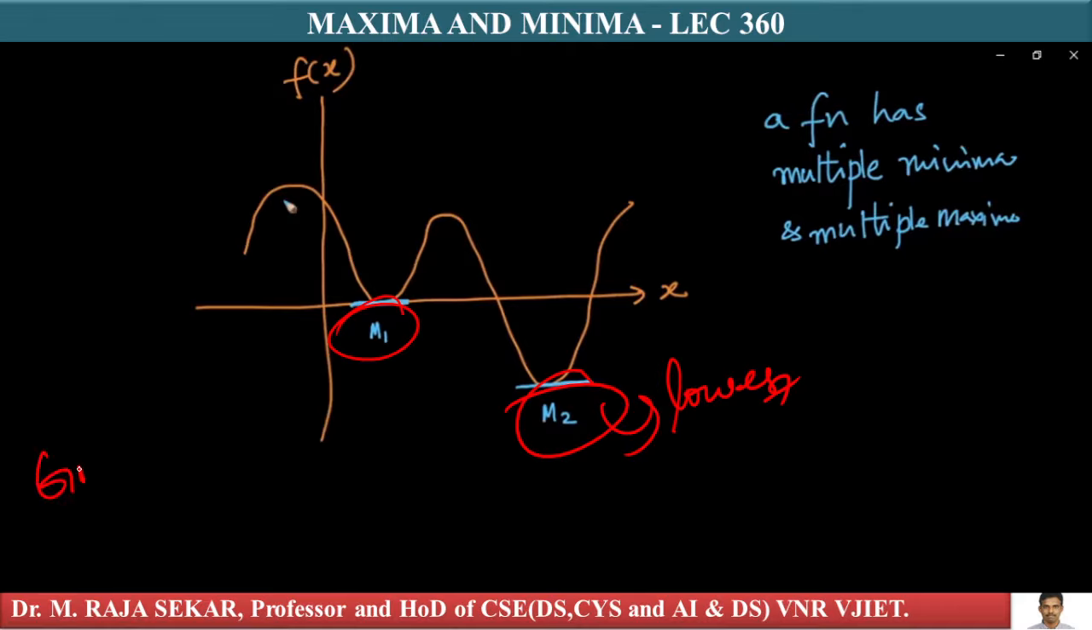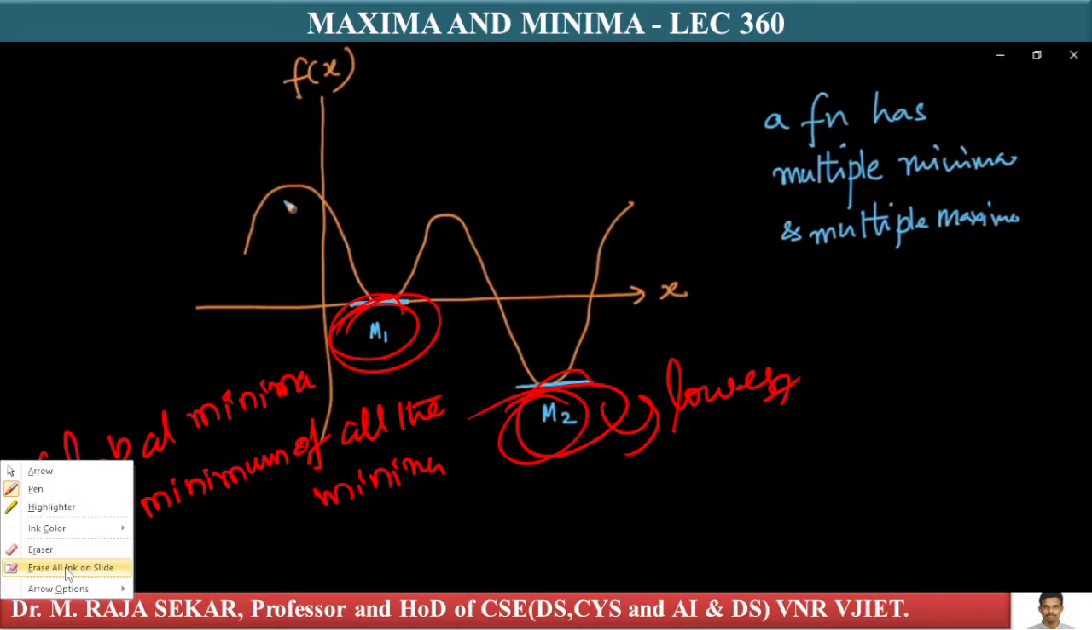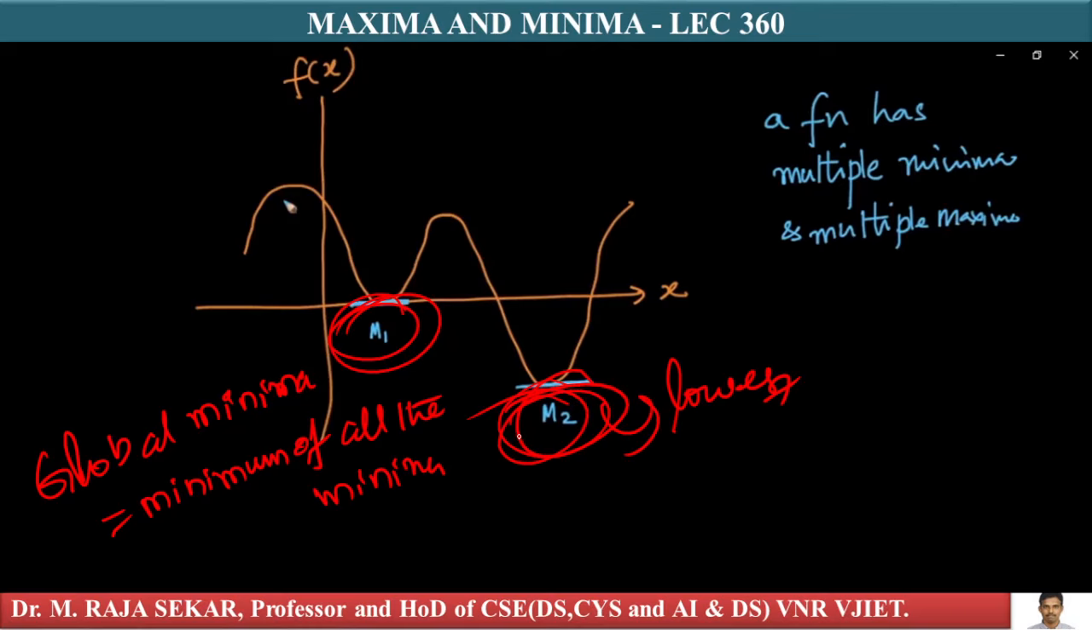What is global minima? Global minima is the minimum of all the minima. Isn't it? How many minimums do you have here? One minima and another minima. Which one is the minimum among these two minimums? This one is minimum. Therefore, this lowest value, I can say this is global minimum.